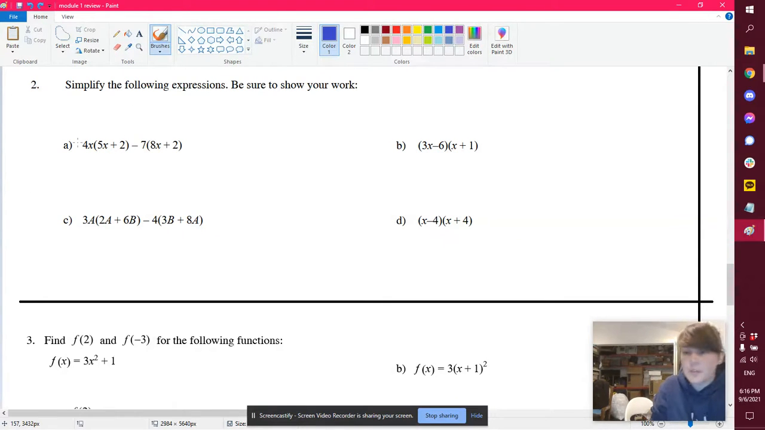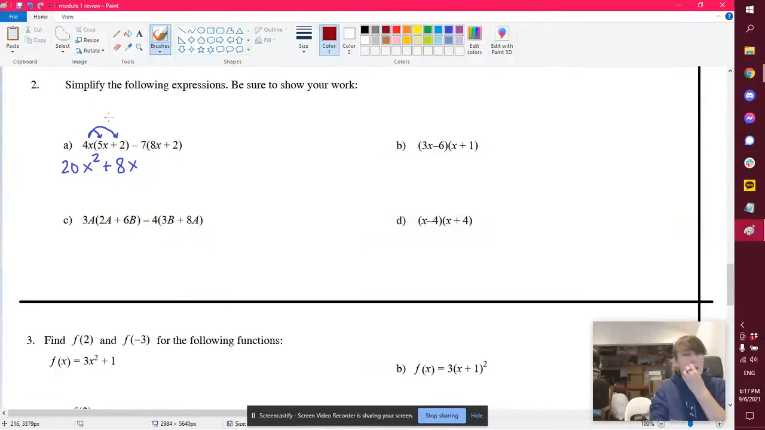All right, so when we're doing distribution, we always take the outside term and multiply it by every inside term. So 4x times 5x is 20x squared. We do the numbers first. 4 times 5 is 20. Then we count how many x's we're multiplying and put that in the exponent. Then we do 4x times positive 2, so that's positive 8x.